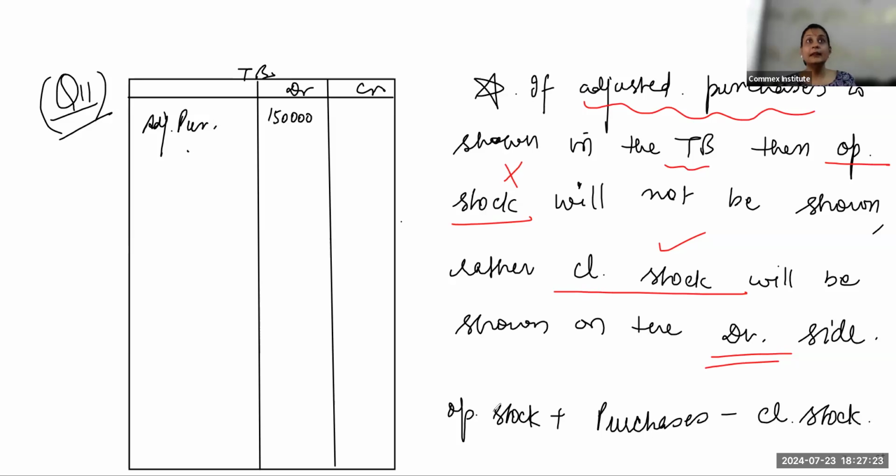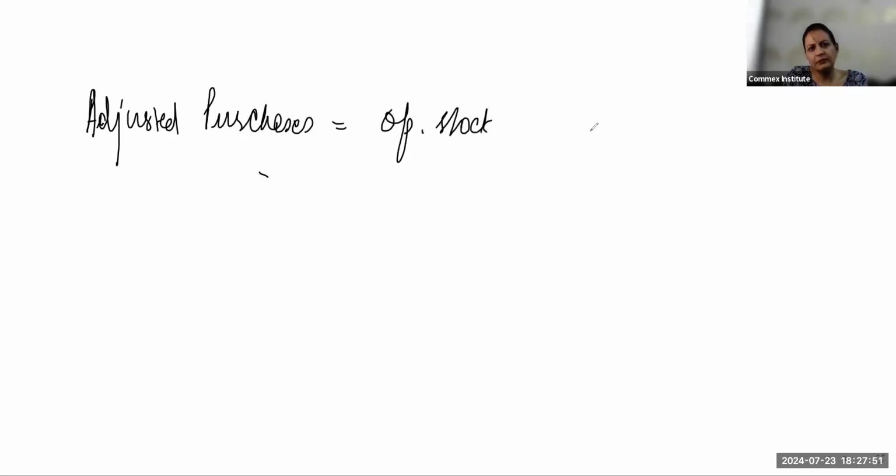If it is given, then also we won't include it. See, this adjusted purchases and the concept of COGS, cost of goods sold. You can write two formulas, because they have not given this in this question, but it may be there in your exams. Adjusted purchases is equal to opening stock plus net purchases minus closing stock. Whenever I'm saying purchases, I'm talking about net purchases.